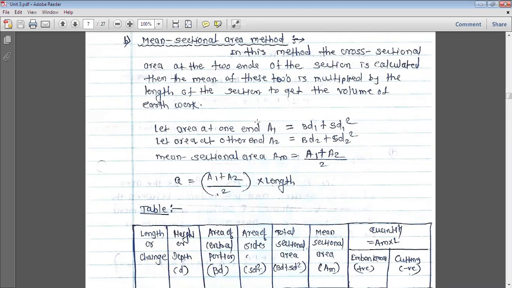So the only difference between the previous method and this method is that in the previous method we calculated the mean depth, and here we consider the mean area. Now the formula for the mean sectional area: our mean sectional area is nothing but we are going to indicate it as AM.